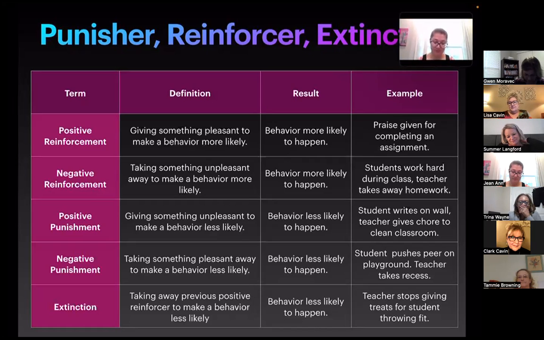Well, in extinction, if you want them to stop throwing the fit in the grocery store, then you're going to stop rewarding them for throwing a fit.